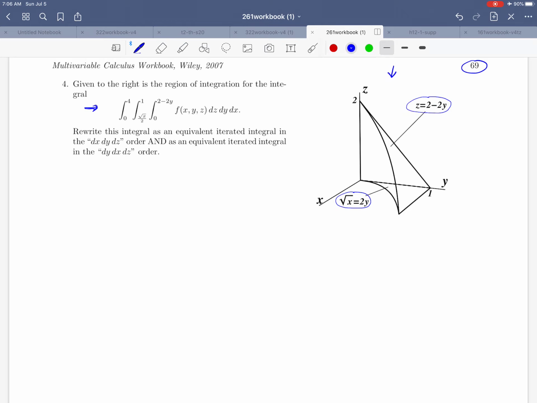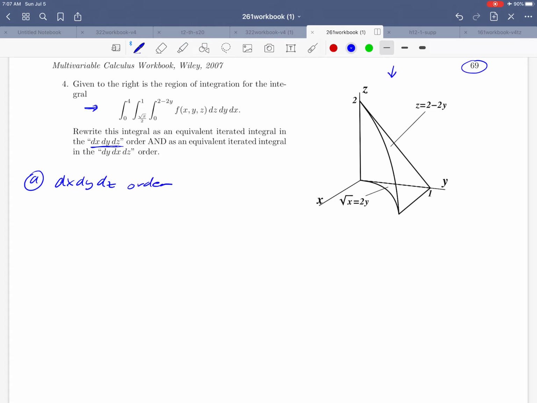Okay, so in this video, we're just going to do half of this question. We're going to see if we can rewrite this integral in the dx, dy, dz order. Okay, so let's clear away a little clutter here and get started. We'll call this part A. Dx, dy, dz order.